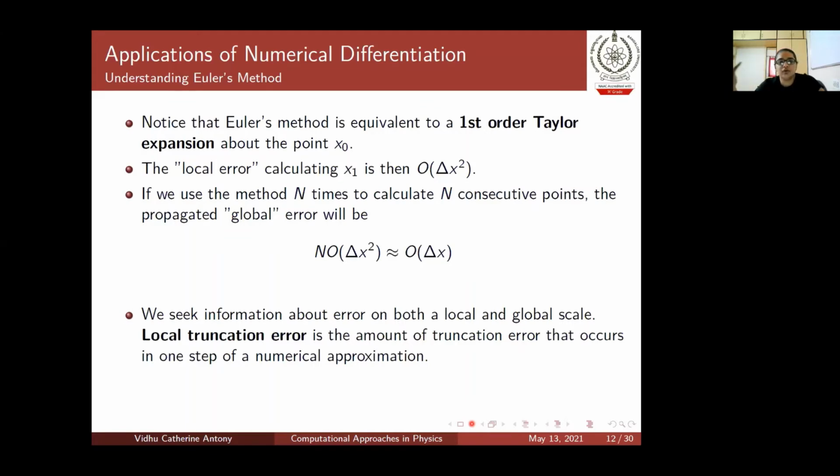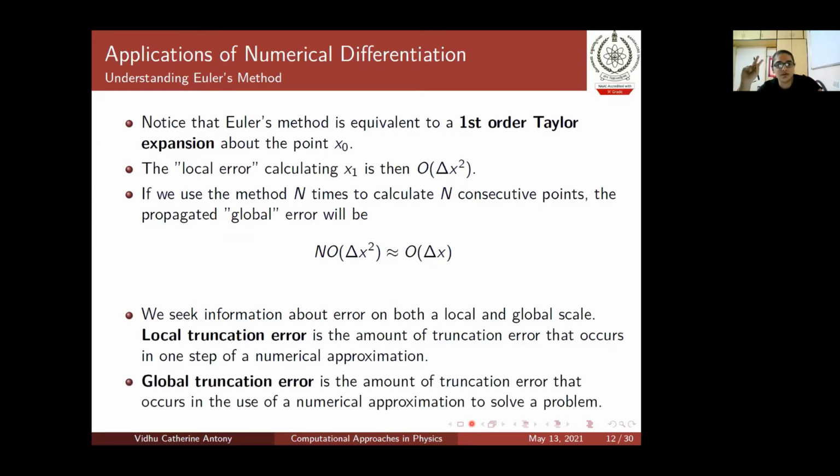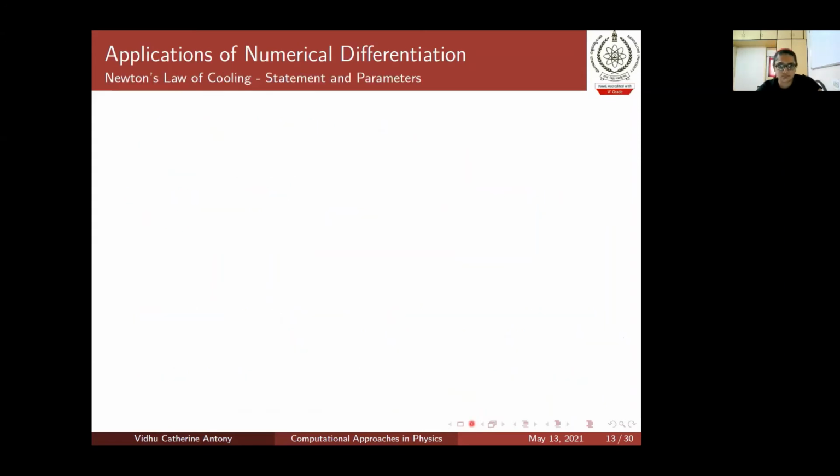Okay, so the reason why we're interested in this is because we want to know how feasible this method really is. How much of an approximation can you make? How much of an approximation is bearable? So local truncation error is basically for one iteration, whereas global truncation error is for the entire problem. Okay, so the amount of truncation error that you got to solve the entire problem. Those are the two types of error that you can come across in these kinds of methods.